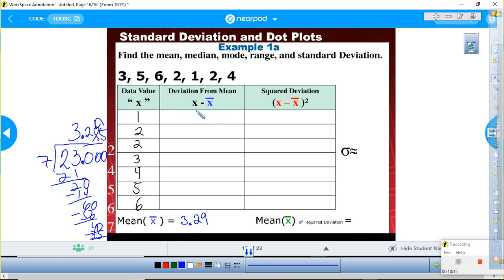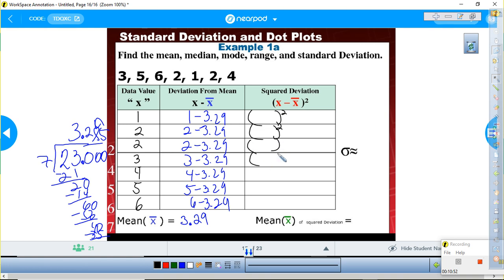So for the next column, they're asking us to get the number and subtract x-bar. So we have 1 minus x-bar, which is 3.29. 2 minus 3.29. 2 minus 3.29. 3 minus 3.29. 4 minus 3.29. 5 minus 3.29. And 6 minus 3.29. So on the next column, in parentheses, squared, we're going to write the difference of each one of those numbers and square it.